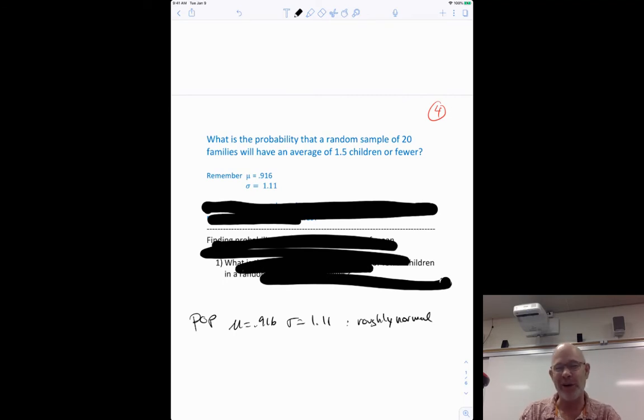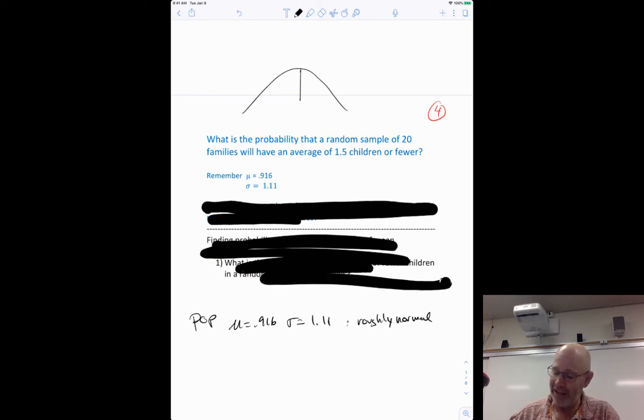It's a little bit skewed right for sure. But once we take the sampling distribution, it'll become close enough for us to do it. So the question now is, what's the probability that a random sample of 20 families has an average of 1.5 children or fewer? So remember, a quick little normal review problem.